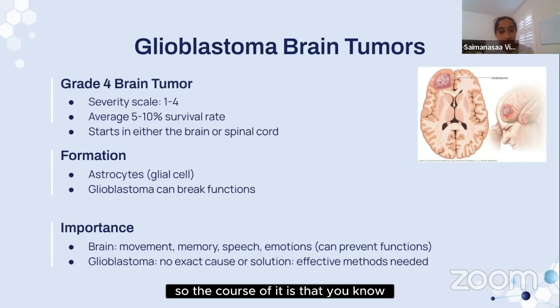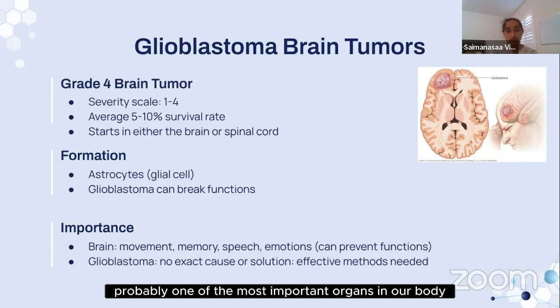The importance of it is that it starts in the brain, and the brain is probably one of the most important organs in our body. It has so many different functions, and we can't really live without it. And the problem with glioblastoma is that there's no exact cause or solution. However, we can take effective methods to at least try to help minimize the problem.